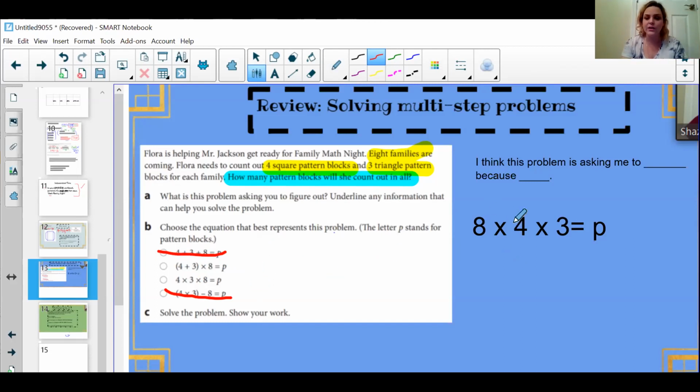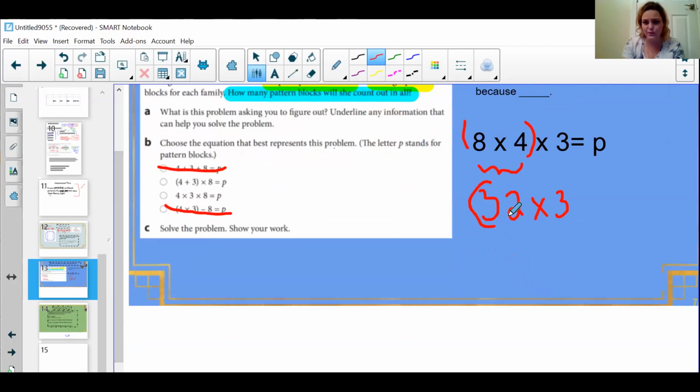Let's try it out. So instead of multiplying 4 times 3 first, I'm going to multiply 8 times 4 first. 8 times 4 gives us 32. And then I have to multiply that by 3. And that's a larger number. I could do 32 plus 32 plus 32, that's repeated addition, or I can use decomposing. So I'm going to decompose this into a 20, a 10, and a 2, right?